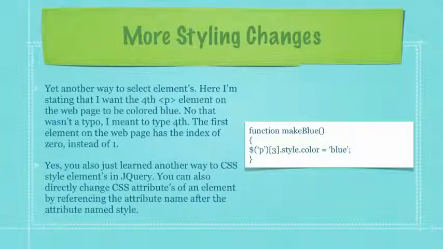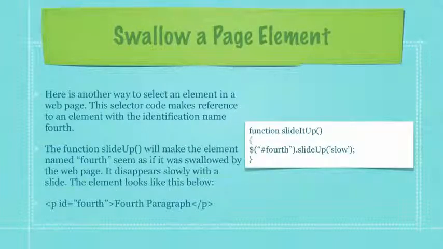You can also directly change CSS attributes of an element by referencing the attribute name after the attribute name style. Here is another way to select an element in a web page. The selector code makes reference to an element with the identification name fourth.